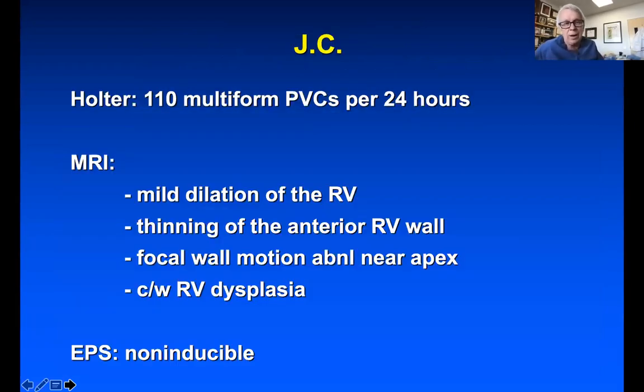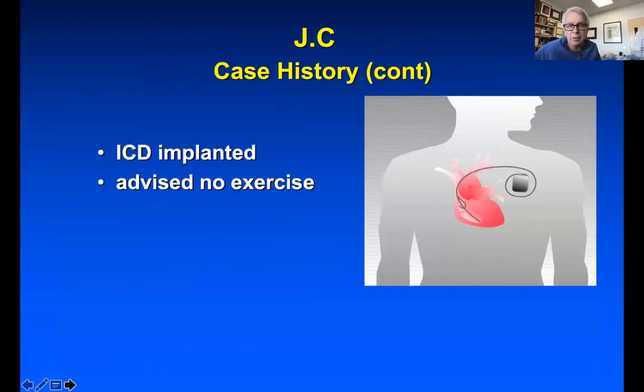I did a Holter, which was quiet, and got an MRI, which had some slight evidence of this or that. I did an EP study, and he was non-inducible. We tried to figure out whether he should get a defibrillator. His dad died suddenly, his sister died suddenly. The bottom line is we ended up putting in a defibrillator, mainly because of this terrible family history and not knowing a lot back then.